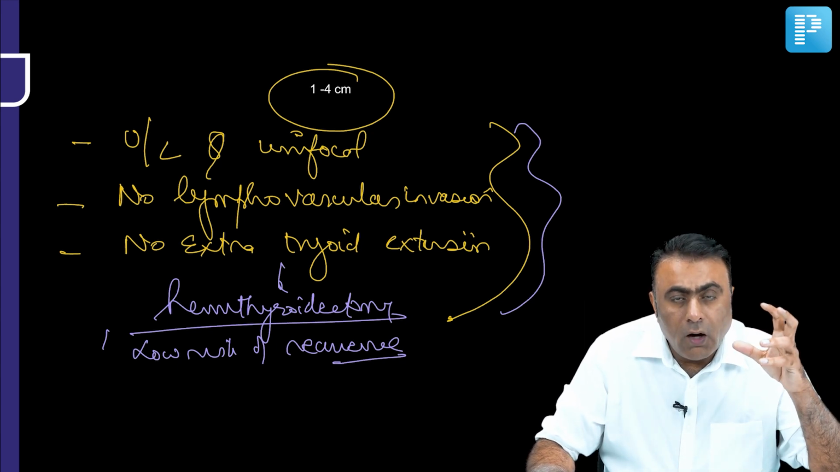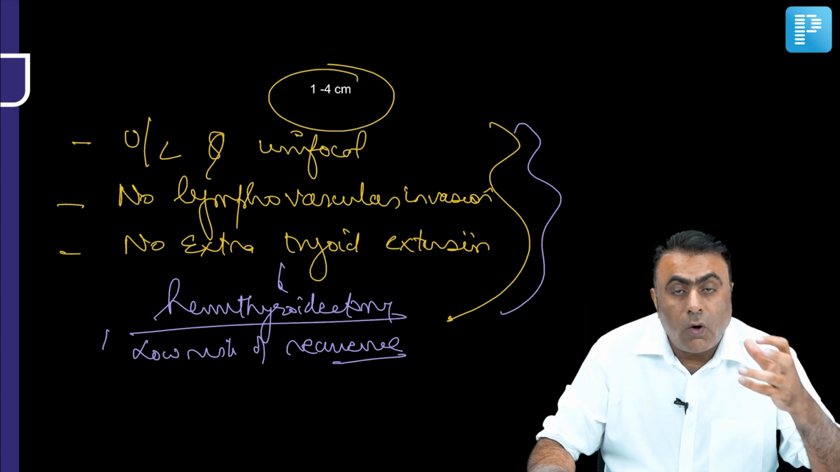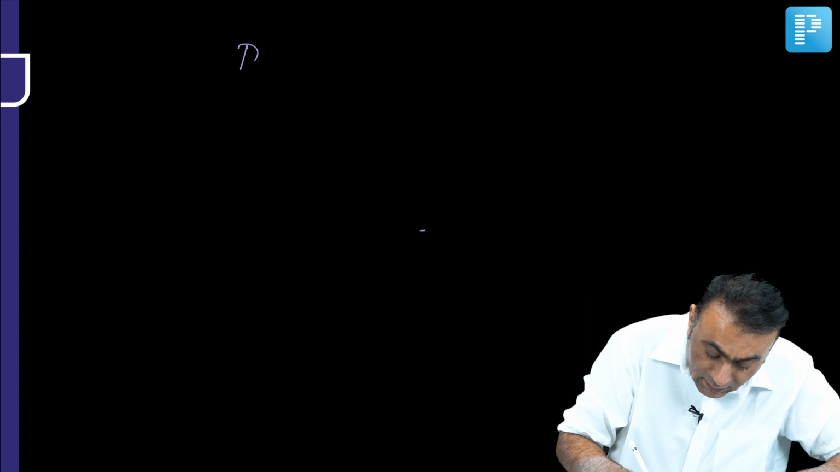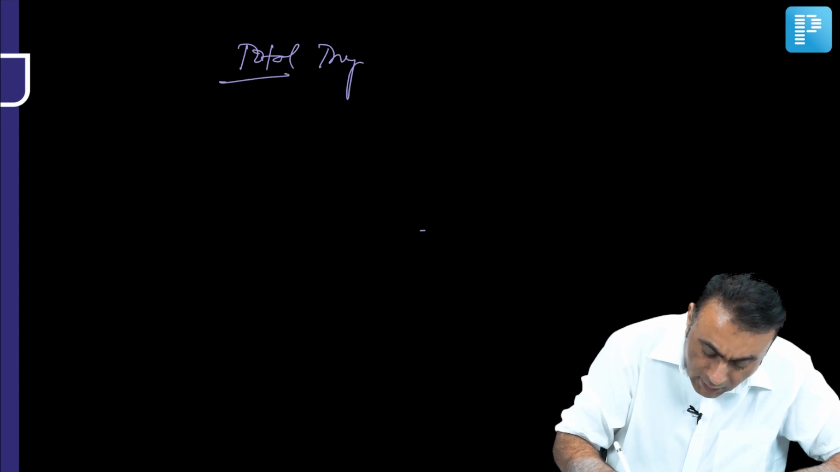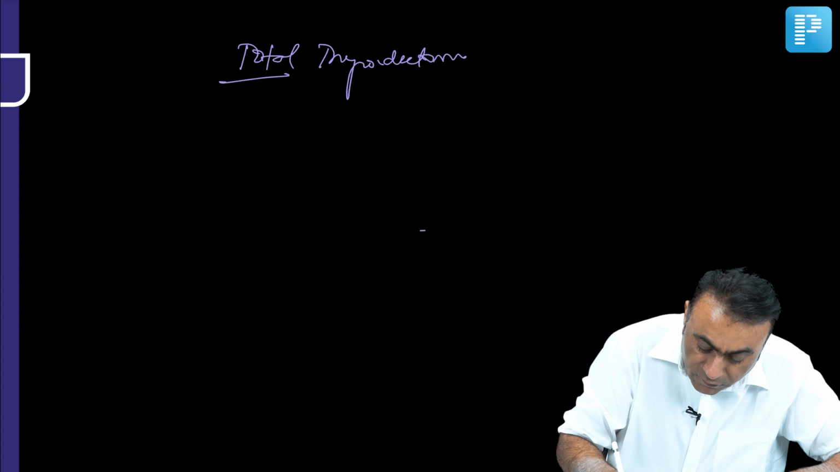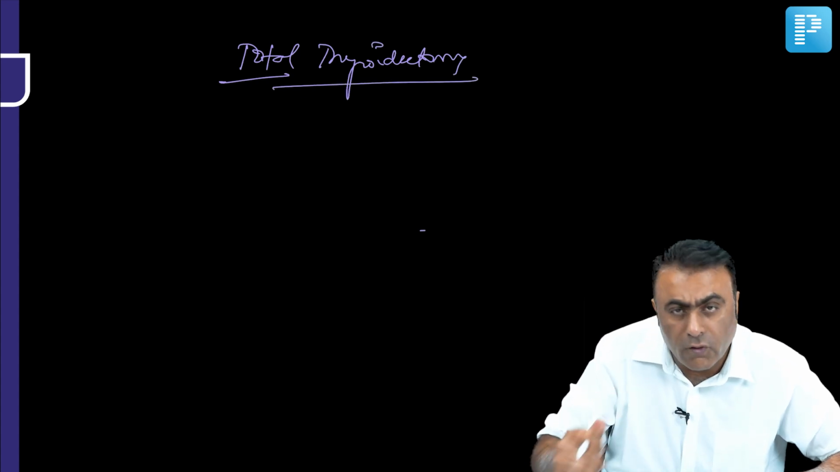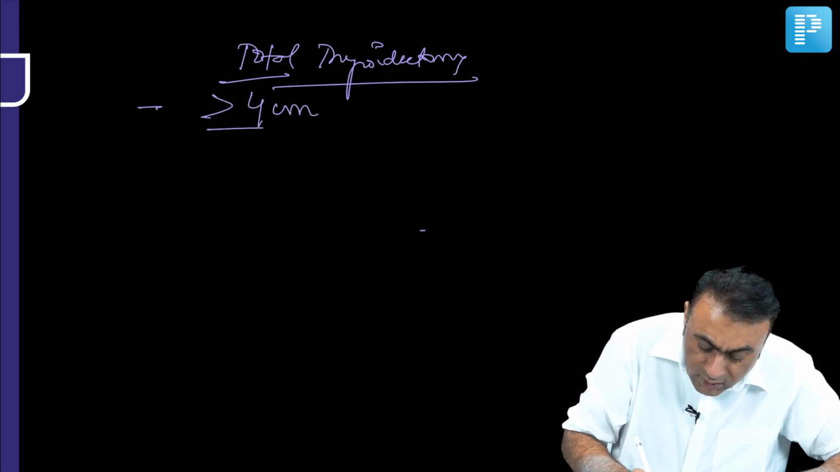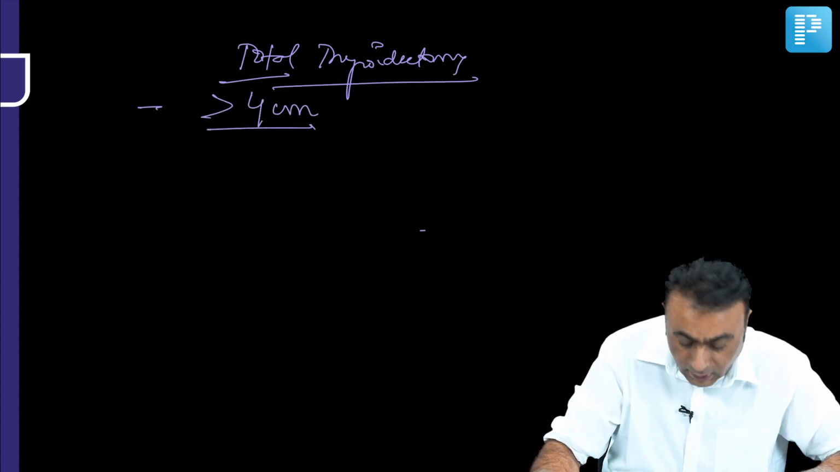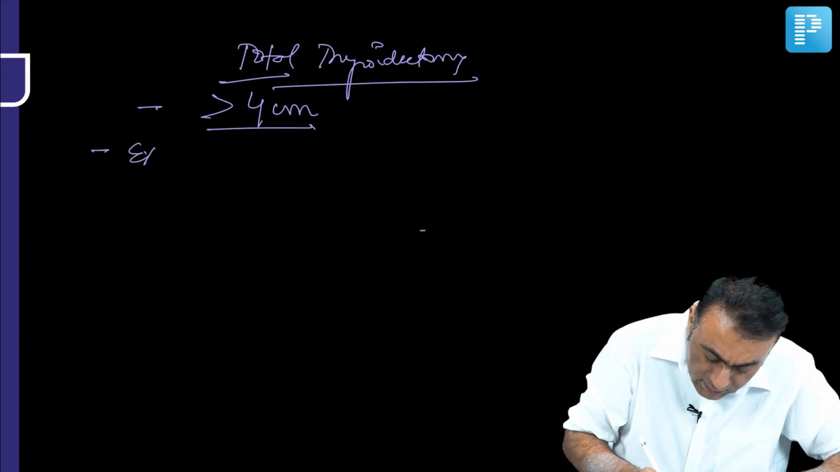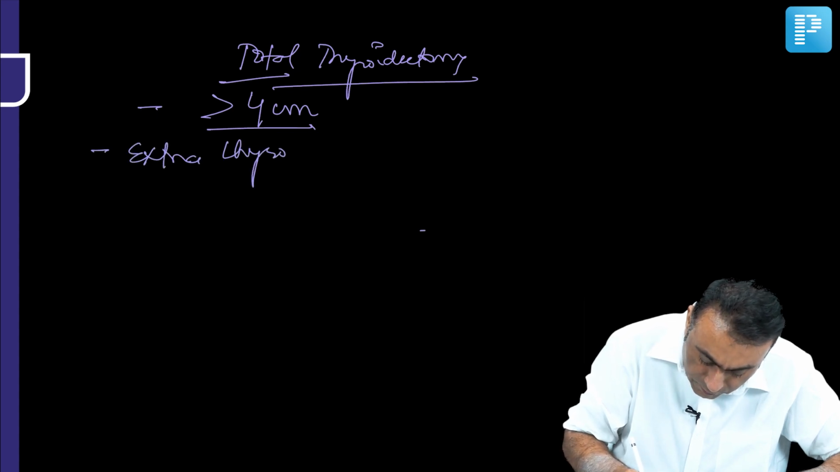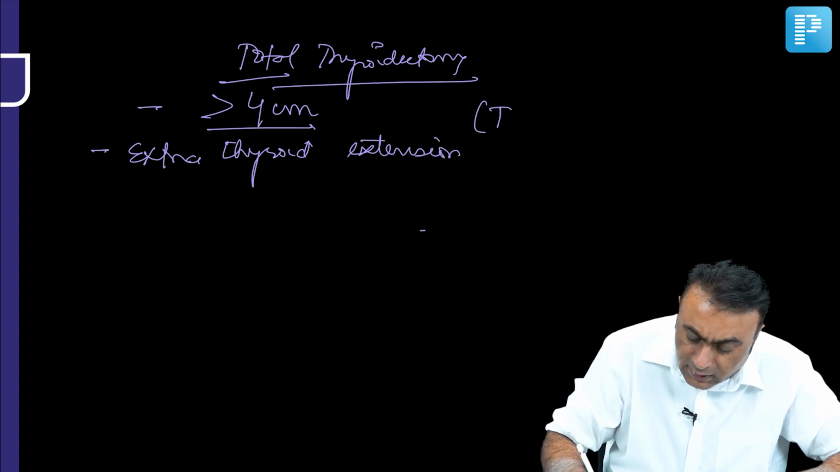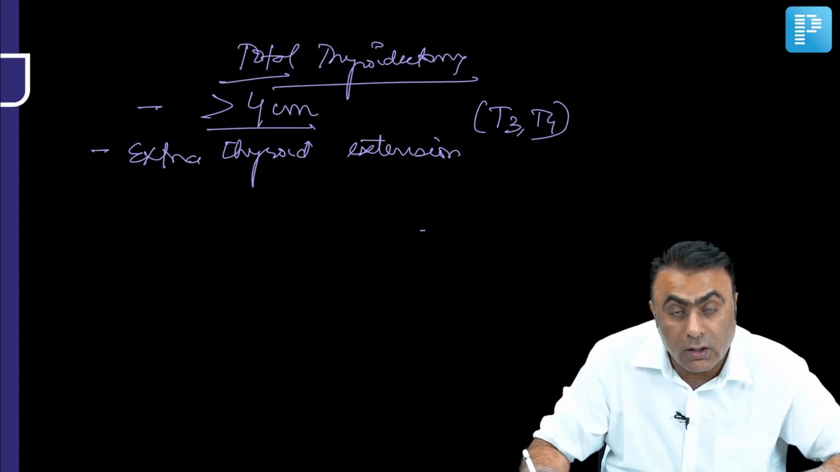So what are the group of patients where we will go for total thyroidectomy, or what are the indications of total thyroidectomy in patients of differentiated thyroid cancers? When do we go for total thyroidectomy? Definitely the first indication has to be any tumor more than 4 centimeters. So more than 4, you'll have to go for a total thyroidectomy. Then tumors with extrathyroid extension. So I can say T3, T4 disease, that becomes the indication of total thyroidectomy.